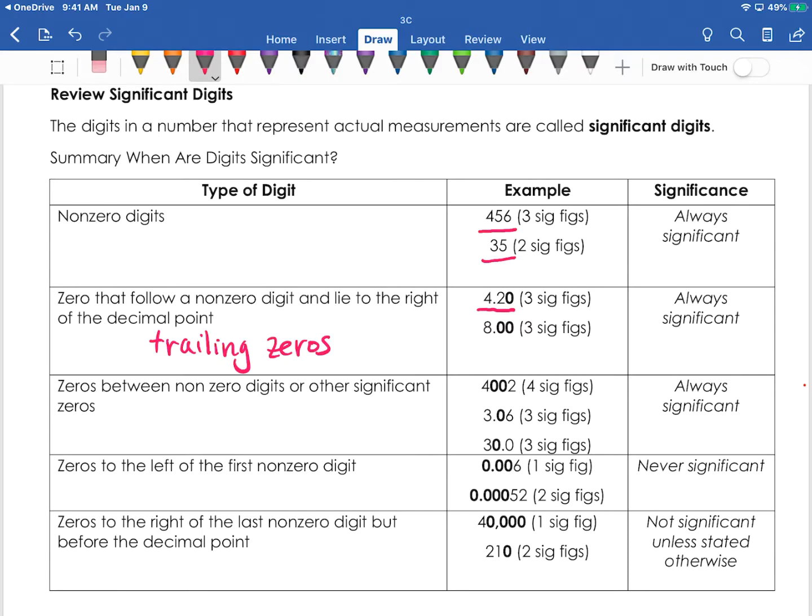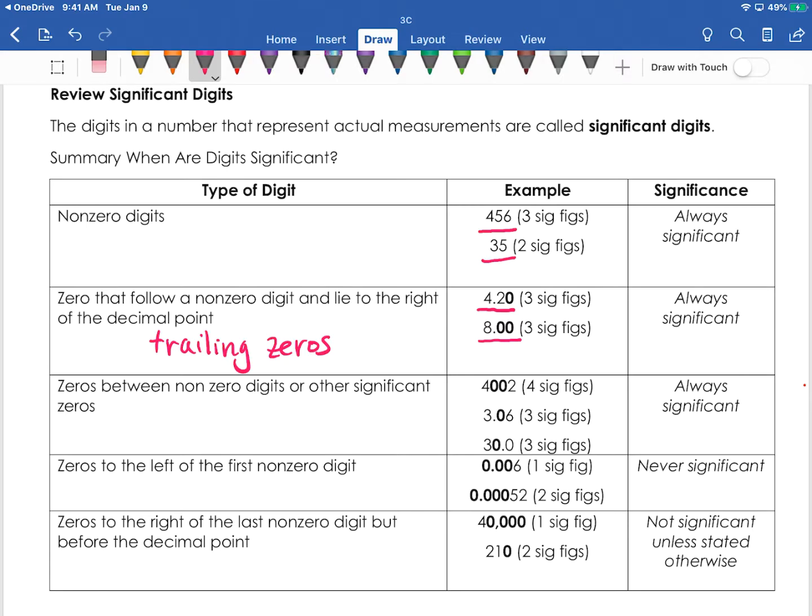In this next example here, 8.00. Those 2 zeros are trailing zeros because they come after a non-zero digit to the right of the decimal place. Because this is written as 8.00, I know again that this was measured to the nearest hundredth. Rather than if I just wrote 8, 8 would mean that I just rounded to the nearest whole number. By putting that 0.00 in there, we're being a lot more accurate and letting the reader know that we actually measured to the nearest hundredth.